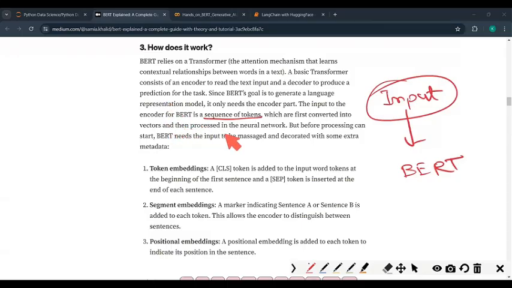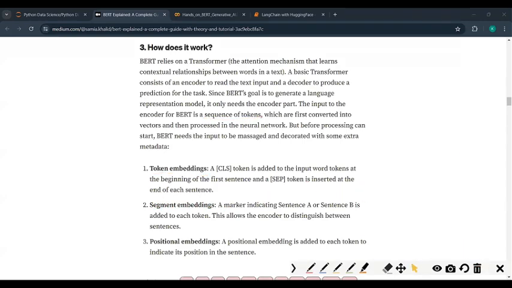After converting into vectors, the input is given to BERT, and BERT says that, okay, you have given me the input statement, but I will not start learning that as of now. I need to add a few more things into the statement. The first thing it adds to this input statement is called token embedding. What is token embedding? A CLS token is added to the input word tokens at the beginning of the first statement, and a separator token is inserted at the end of each statement. What is it saying? CLS and SEP.